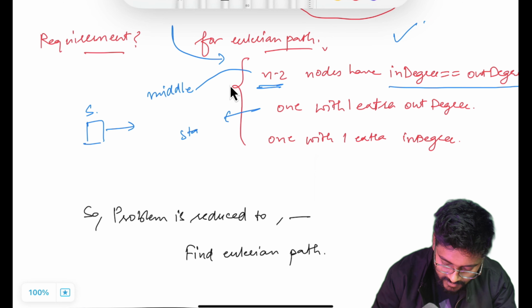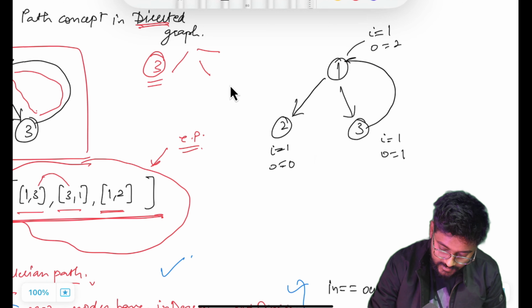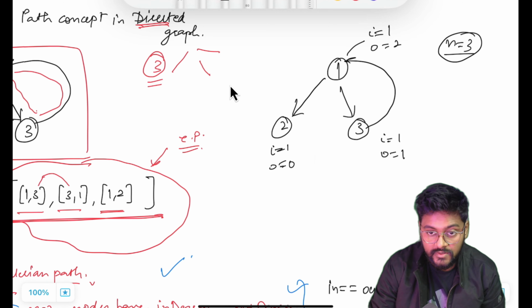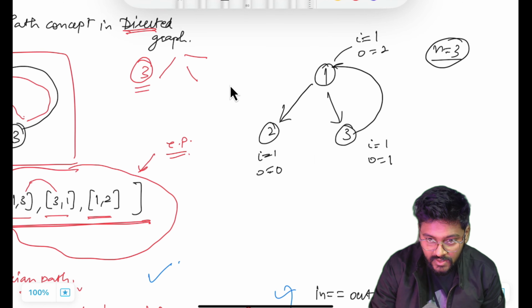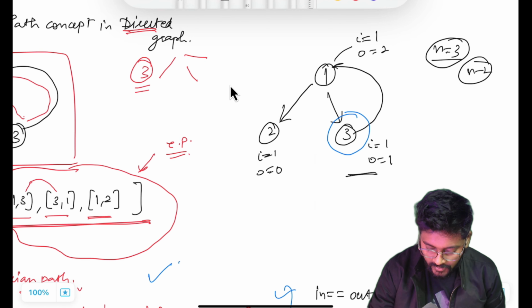If you look at the same example for Eulerian path, here this one has in degree equal to 1 and out degree equal to 2, and this 3 has in degree equal to 1 and out degree equal to 1. 2 has in degree equal to 1, out degree equal to 0. So n is 3, where n is the number of nodes. So the number of nodes is 3 and n-2 nodes is one node. One node has in degree equal to out degree. This 3 has in degree equal to out degree. So this 3 is going to be my middle node.